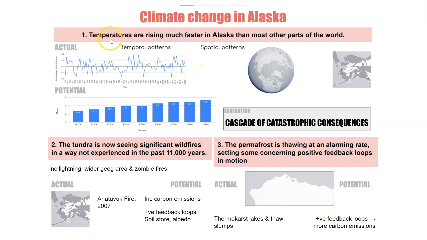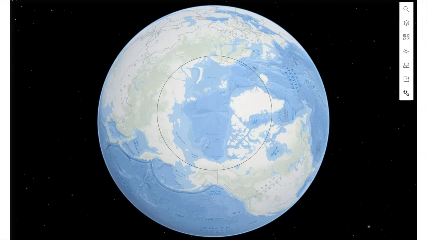So three main headings. Temperatures are rising faster in Alaska than most other parts of the world. As a result, there's a cascade of catastrophic consequences. The tundra is seeing significant wildfires in a way not experienced in the last 11,000 years. And the permafrost is thawing at an alarming rate, setting concerning positive feedback loops in motion. Keep that clear in your head when you're learning this. Learn through that. That'll help it all stick together for you.